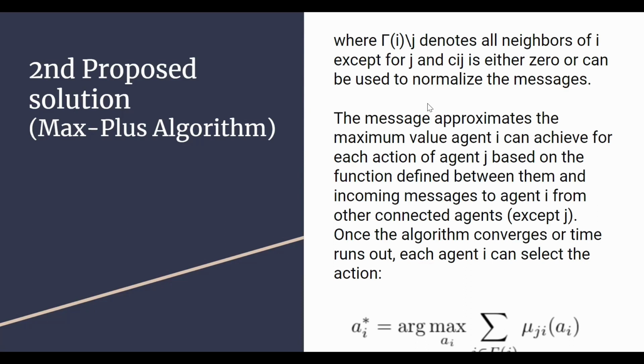Once the algorithm converges or time runs out, each agent I can select the action. So this is the optimal action which an agent will select. That is AI star is equal to arg max over AI belonging to the set of action space of mu ji based on action taken by agent I. So we'll maximize this upon action taken by agent I, and then we will get the optimal action.